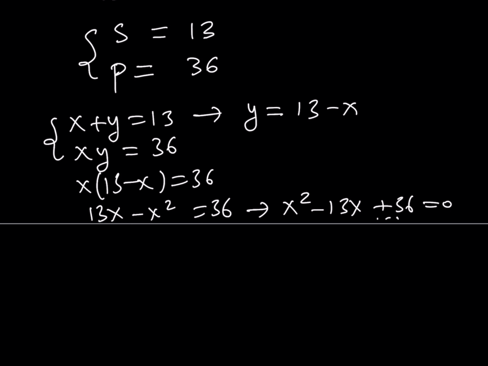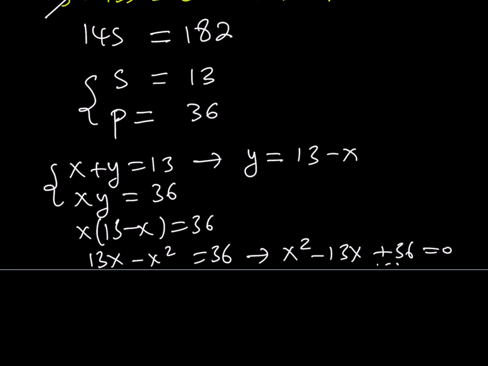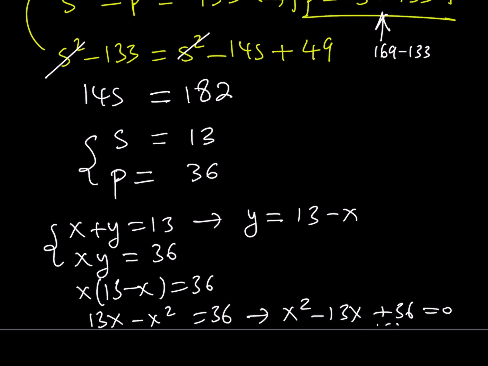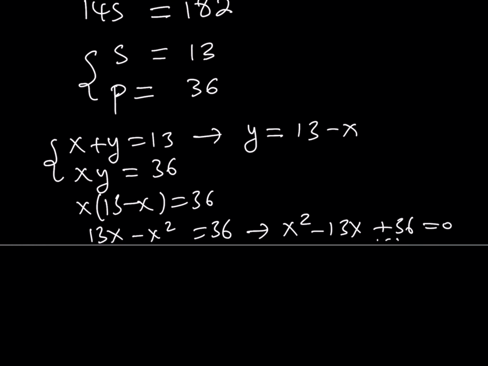Since x and y are interchangeable, when we solve for x, we're basically finding all the values for (x, y). Now, you can also look at this equation from another perspective. If you consider this system right here, we're talking about two numbers whose sum is 13 and whose product is 36. And obviously, those numbers are very easy to find, right?